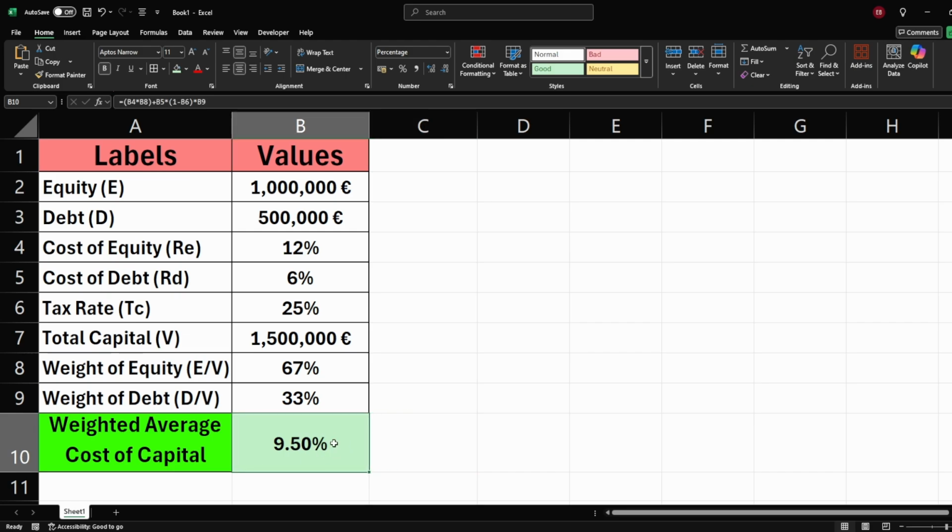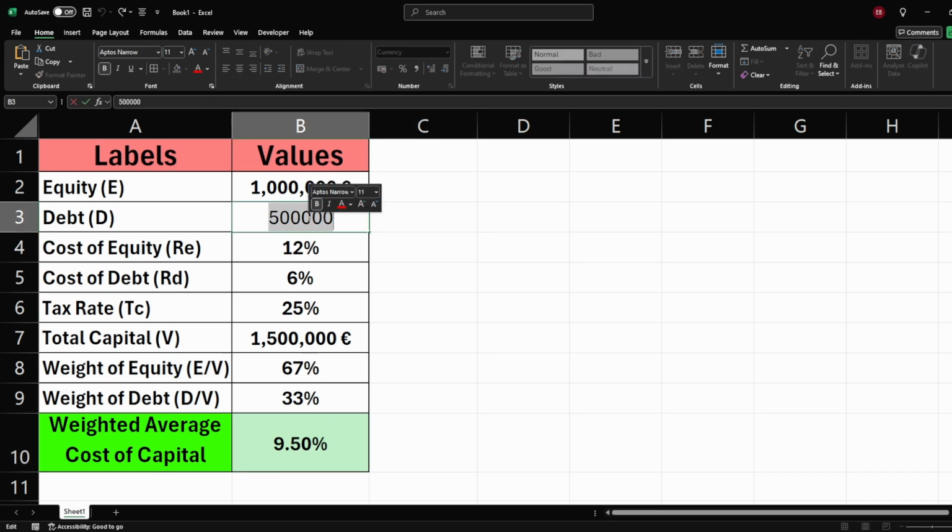And that's it. Now you know how to calculate the weighted average cost of capital in Excel, step by step, from the required inputs all the way to interpreting the final result.